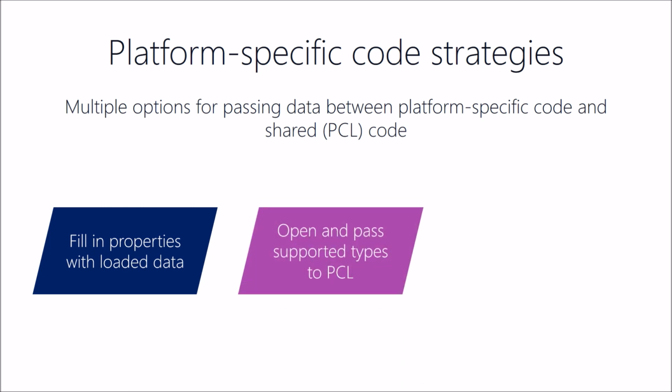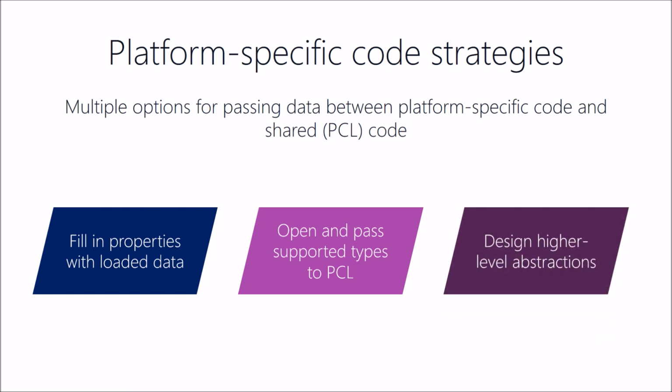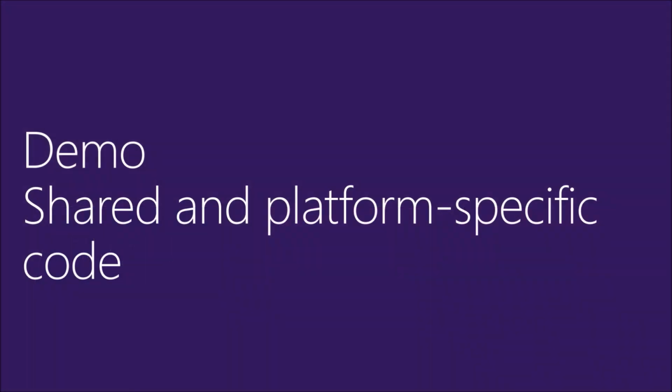A second approach would be to initialize a more complex type, maybe something like a stream, do that in the platform specific code, and then pass that into the shared code, again, via a property or a public method. Or if we require something more complex, we can define an abstraction in the common code, an interface or an abstract base class, and then create a concrete implementation in each supported platform. Then we just need to instantiate that platform specific implementation and pass that into the common code. Now let's switch back to Visual Studio and see how this all works.